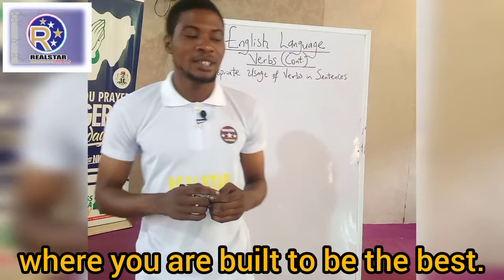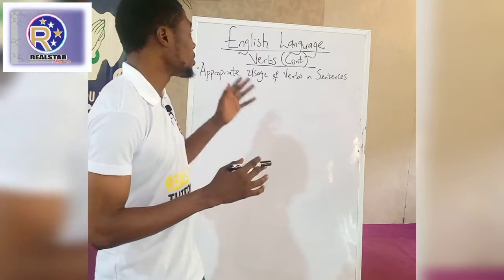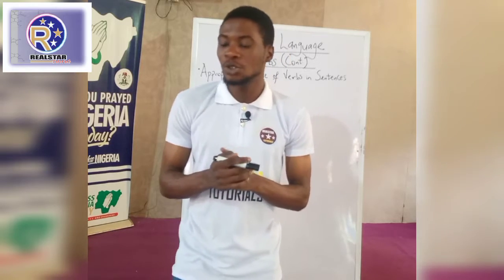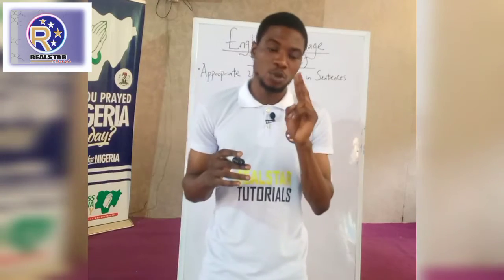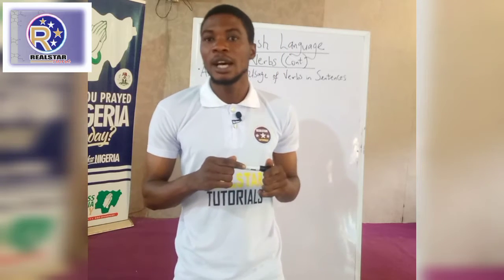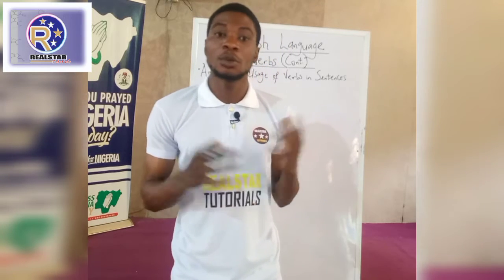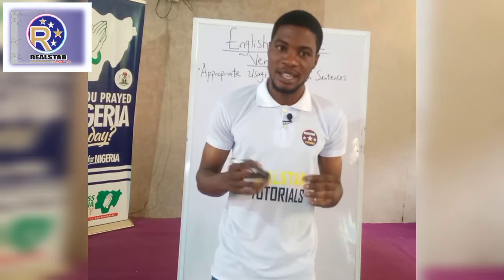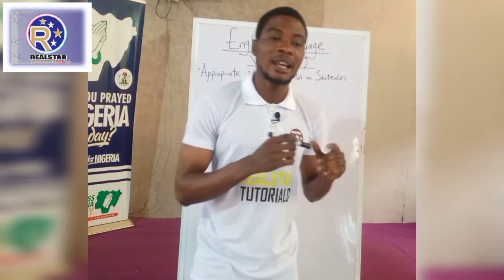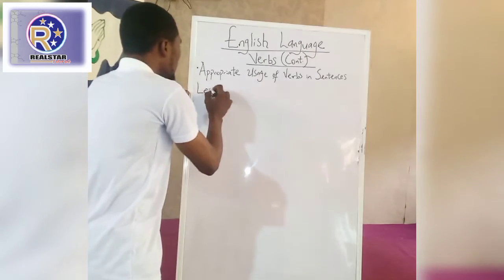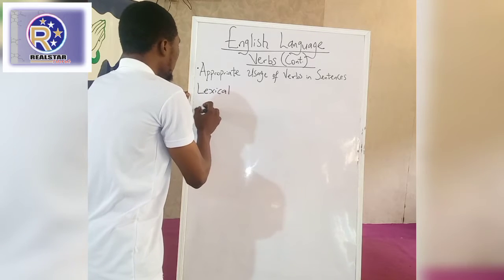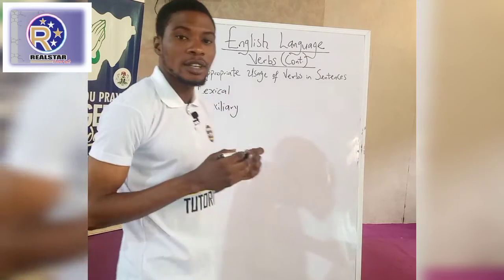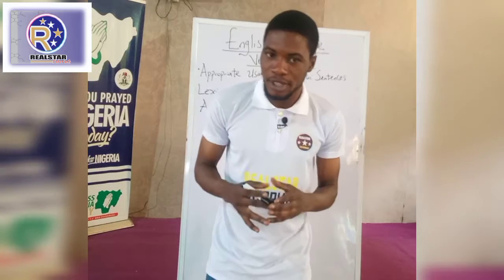The last time we had this class, I introduced you guys to verbs. We mentioned how verbs are action words or doing words, and I introduced you to the forms of verbs, laying emphasis on two types, which are lexical and auxiliary verbs. We were supposed to move on to the third item, but there was no time, so we'll be starting from there today. Today I'll be showing you how to use lexical and auxiliary verbs in sentences. What are the rules that govern their usage?